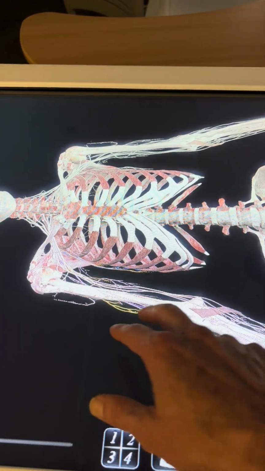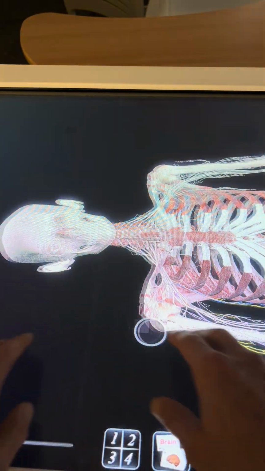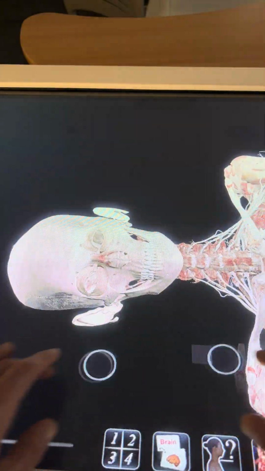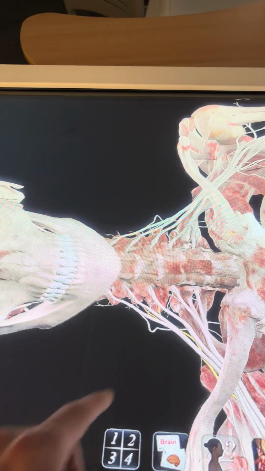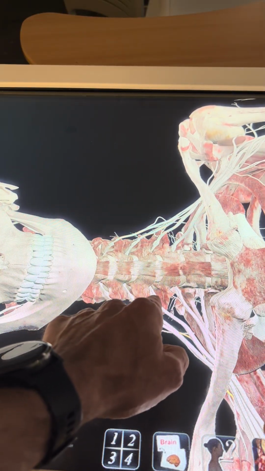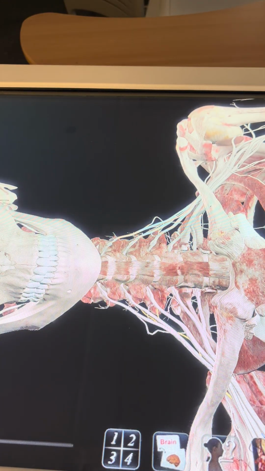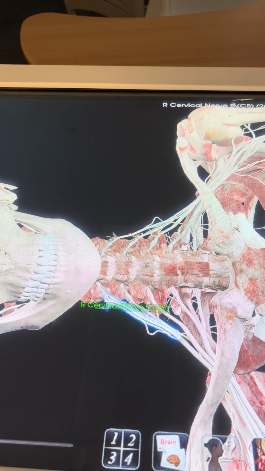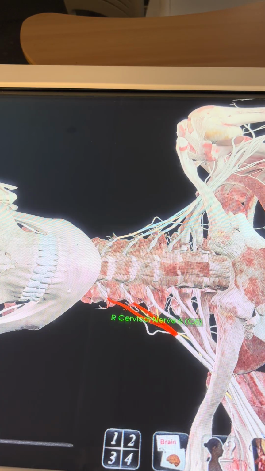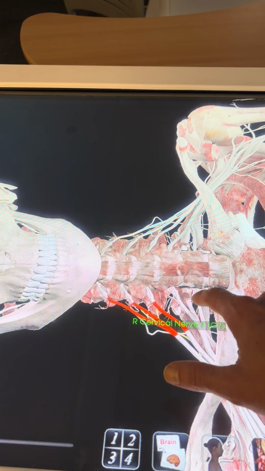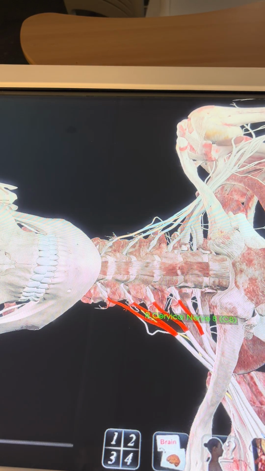Now, when we see it, we may get a little overwhelmed, but just remember, we just got to take this piece by piece, right? If we remember here, we're going to see the C5, C6, C7, C8, and T1 nerve roots. So if we were to touch those areas, it's going to highlight it as just the C5, C6, C7, C8, and then our T1 nerve roots.